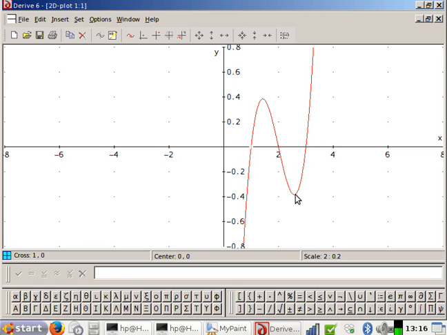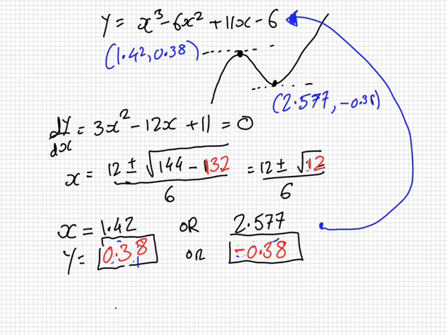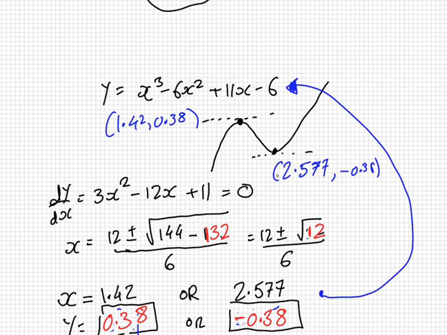2.57. And the y value is around about minus 0.4. It's the same. So what I'm saying is this is a very, very important method. It's a very good method for finding the turning points here and here. Okay. Let's have a look at one that's a little bit more difficult now. So just write that down. Make sure you have this.